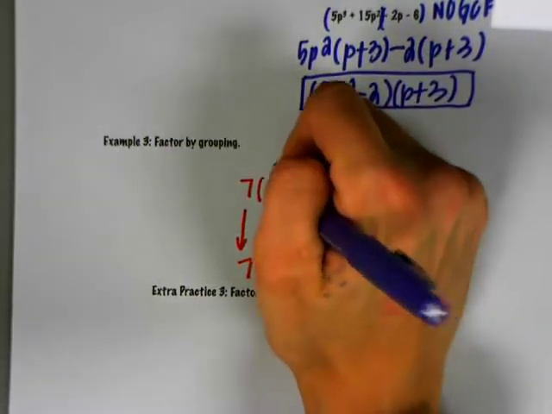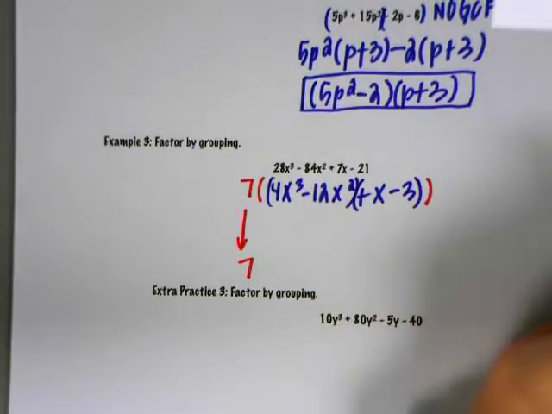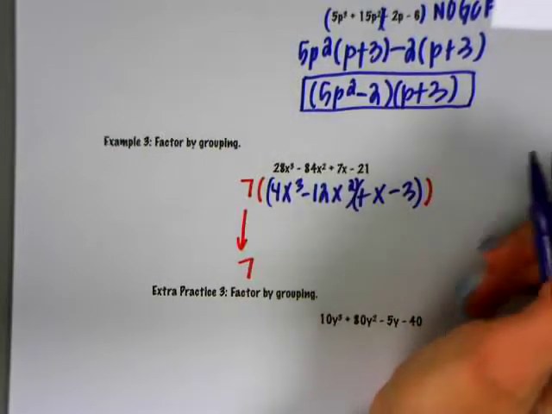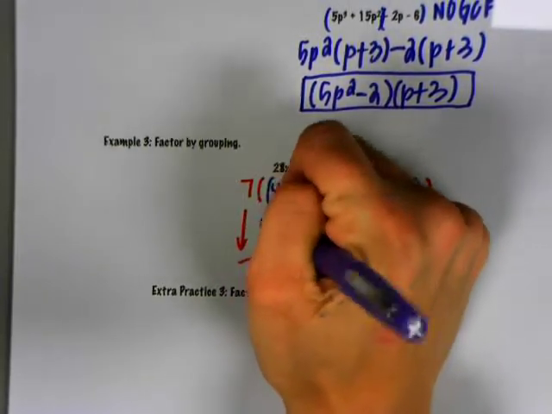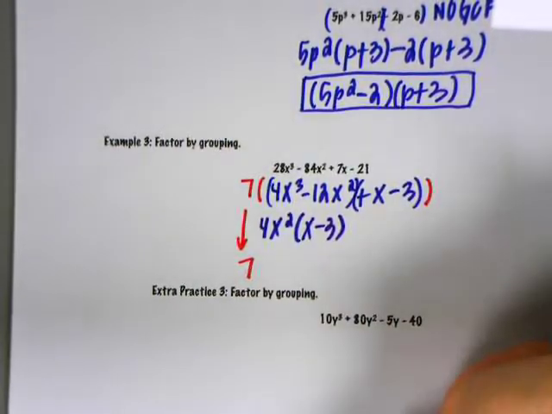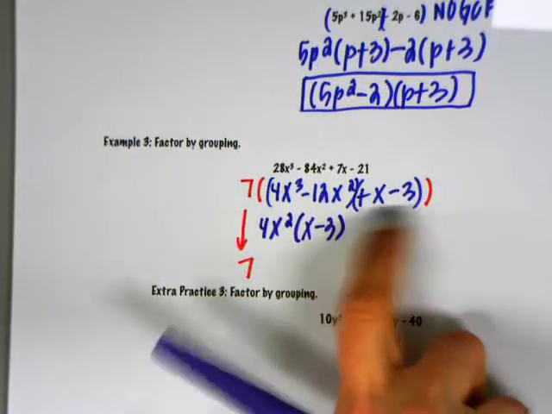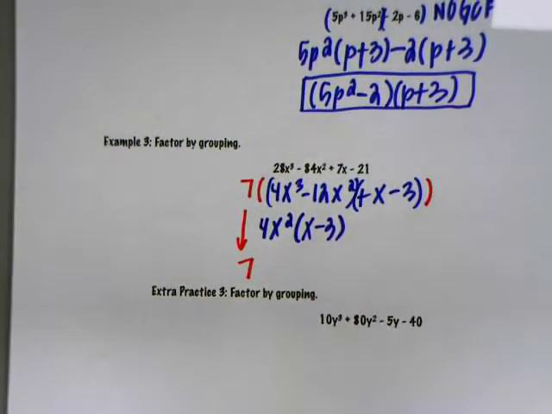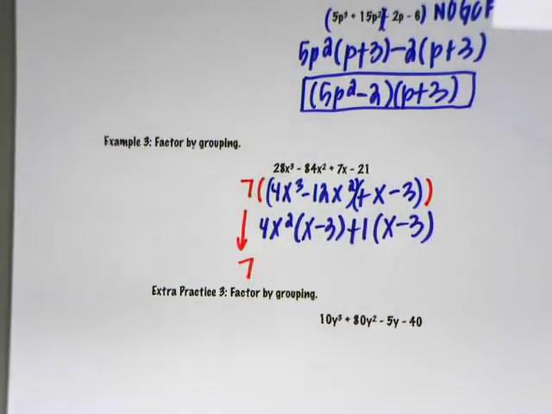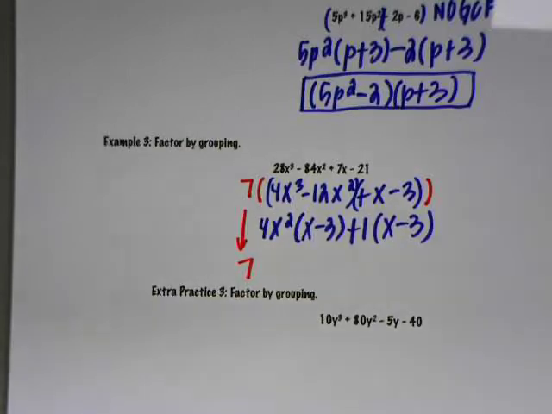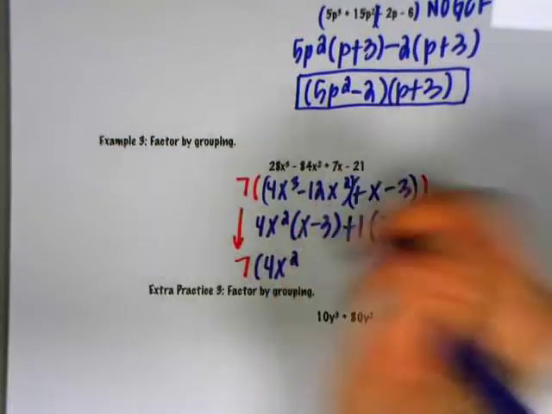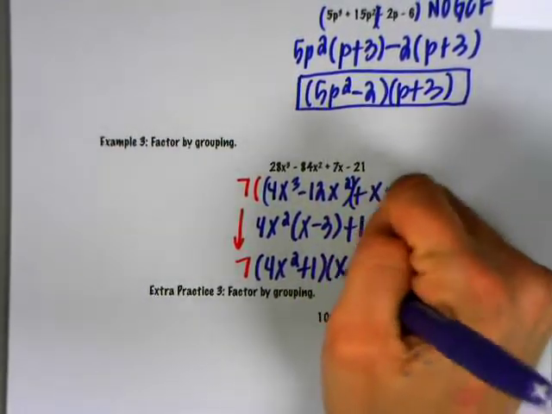Okay, so group the first 2, group the second 2. What is the GCF of the first group? Yeah, 4x squared. And then what do we get? X minus 3. And what about the second group? So see how it's already x minus 3? So what could we divide out that's not going to change anything? Yep, just a plus 1. Okay, and then put it together with the 7 at the end for the final answer. So you'll have 7, and then 4x squared plus 1, and then x minus 3.